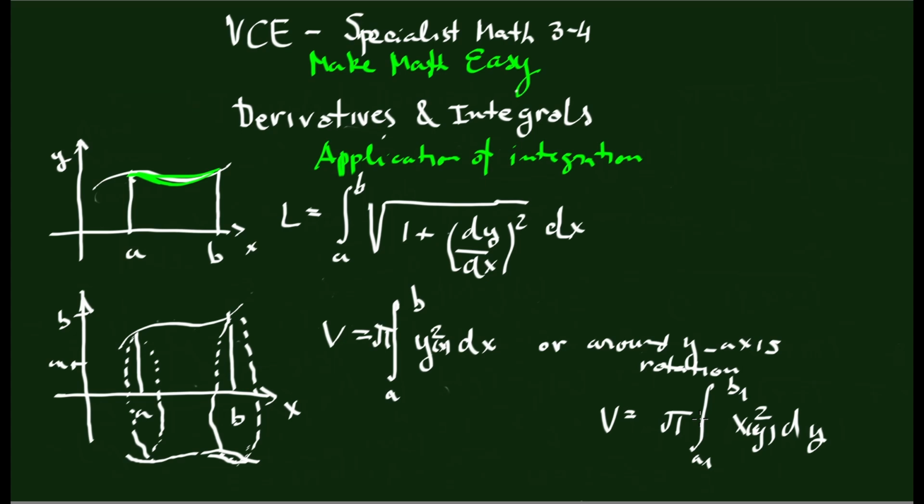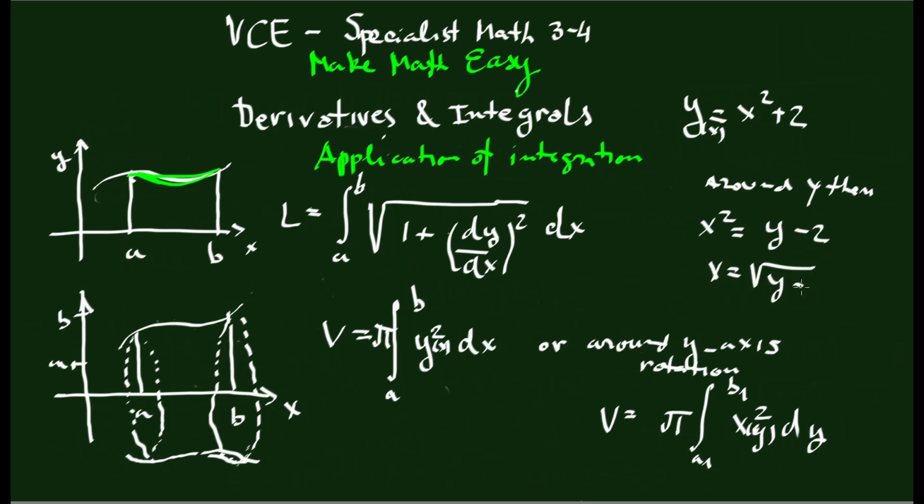So you understand what that means? It means that, for example, if the formula is given like y equals x squared plus 2, that's y at x, and that's rotating around the x-axis, you take the same formula. But if you want to rotate it around y, then you turn it the other way: x squared equals y minus 2, and x is equal to the square root of y minus 2. So therefore you use this formula here. And that's all.